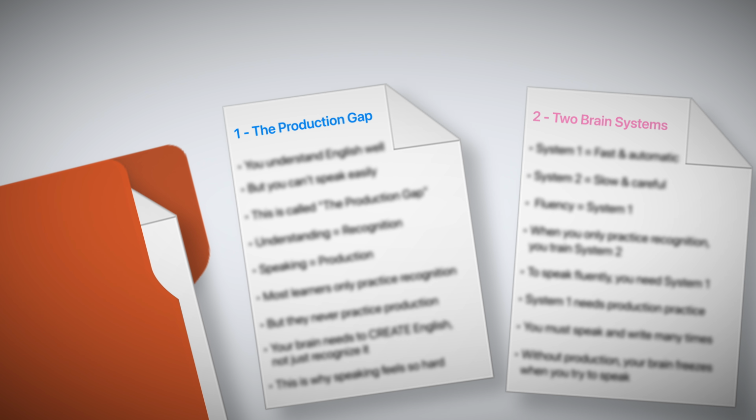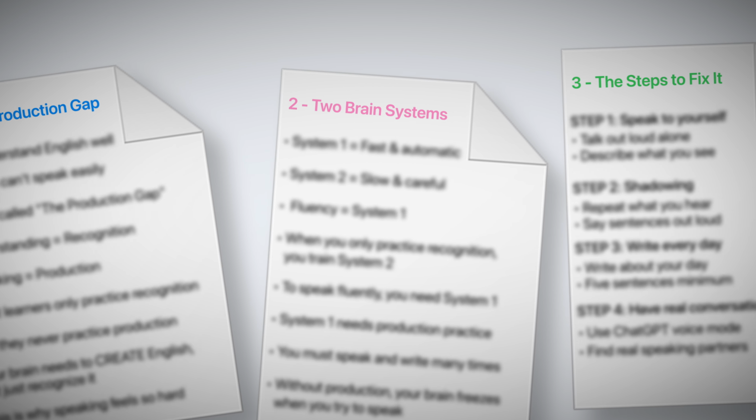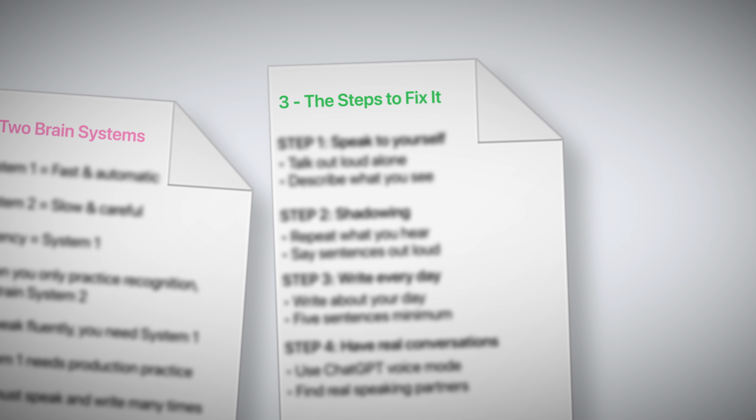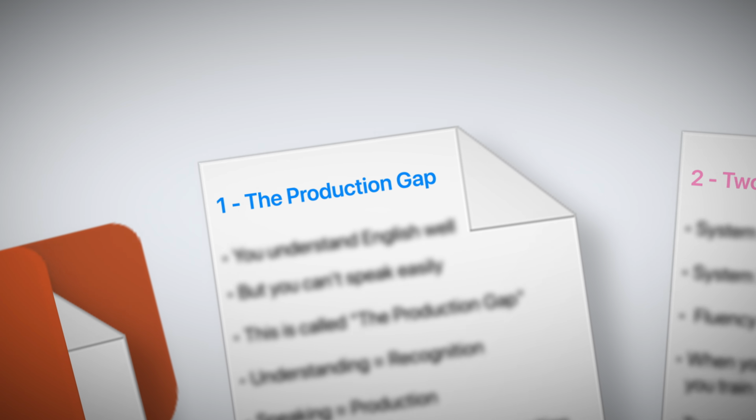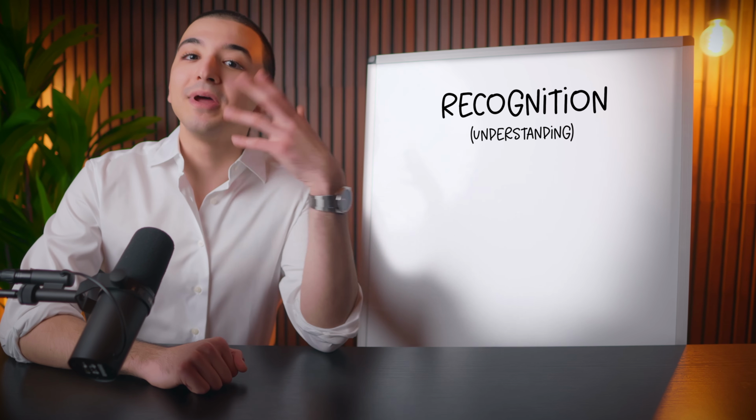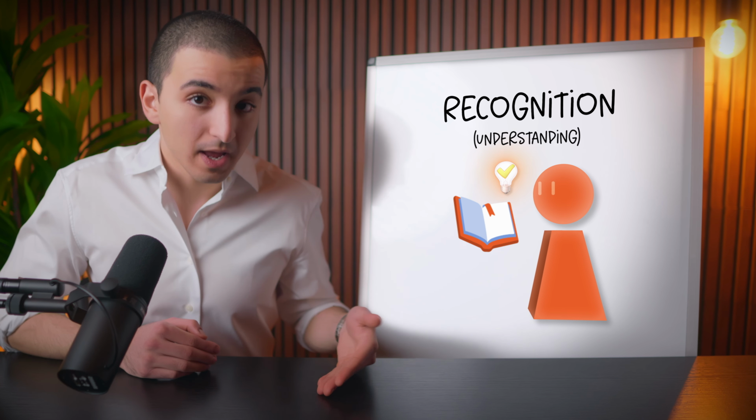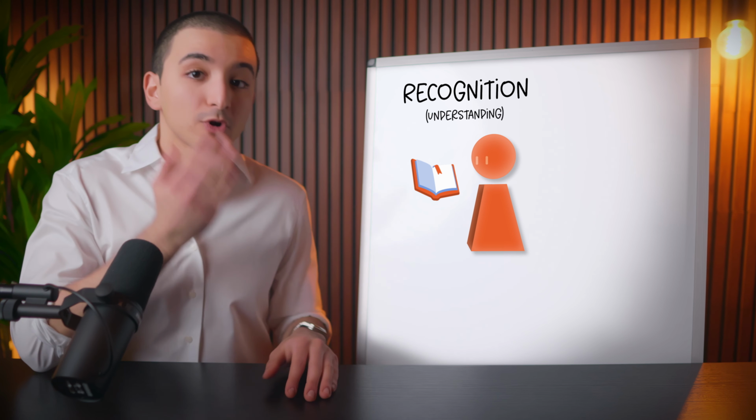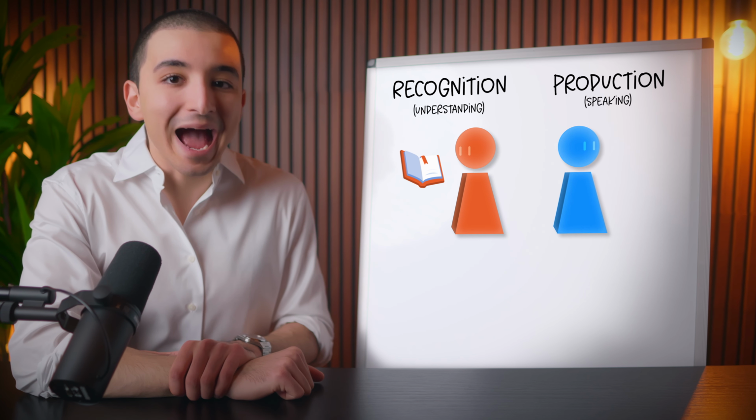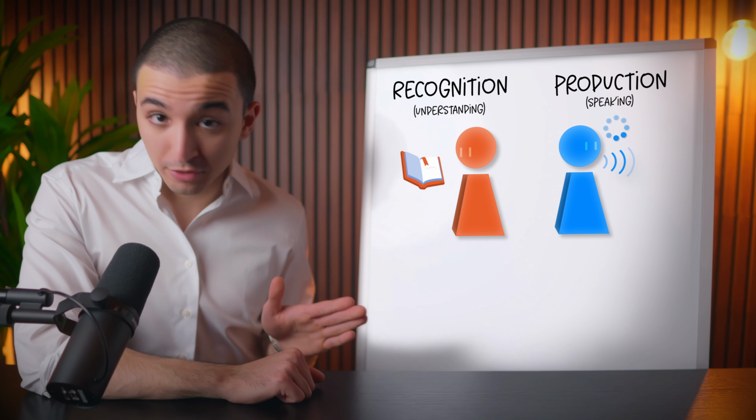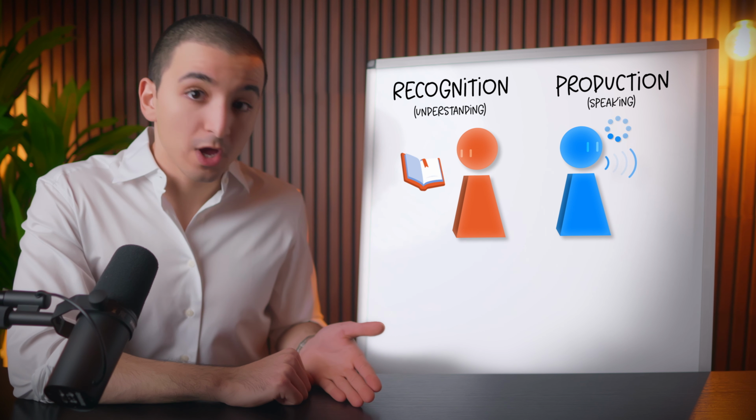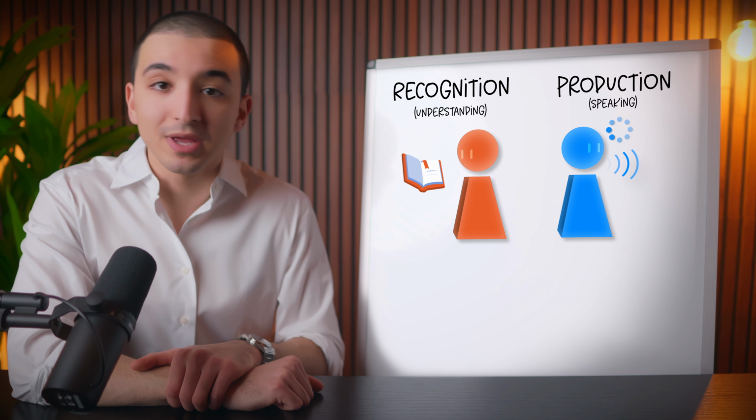You will understand why this happens, what's really going on in your brain, and the exact steps to fix it fast. Let's start with what's actually happening. When you understand English, you're using something called recognition. Recognition means your brain sees or hears something and says, "I know that word, I know that sentence." But speaking is completely different. Speaking uses something called production. Production means your brain has to create the sentence from nothing. No one helps you. Just you building the language in real time.